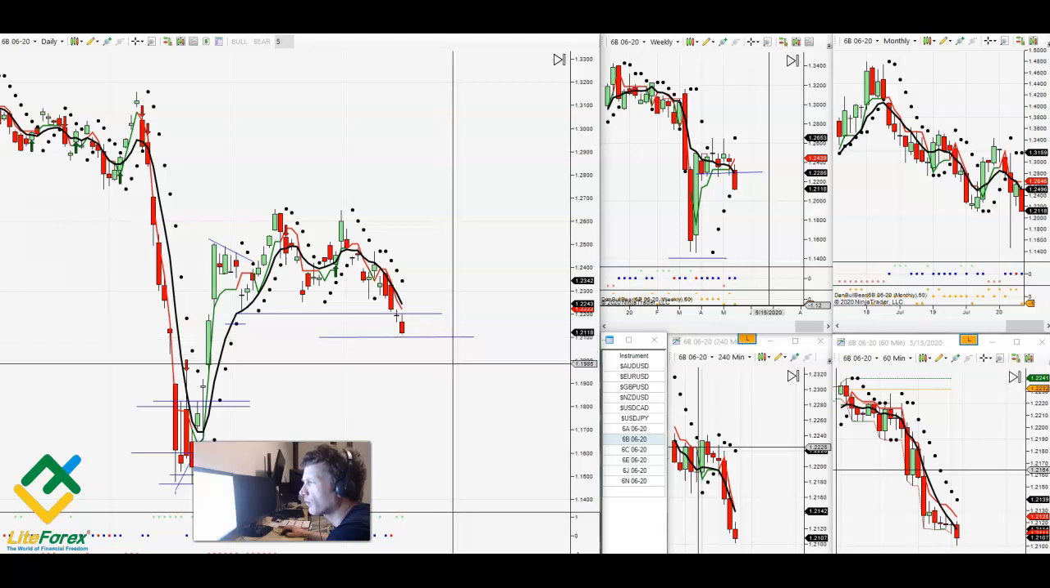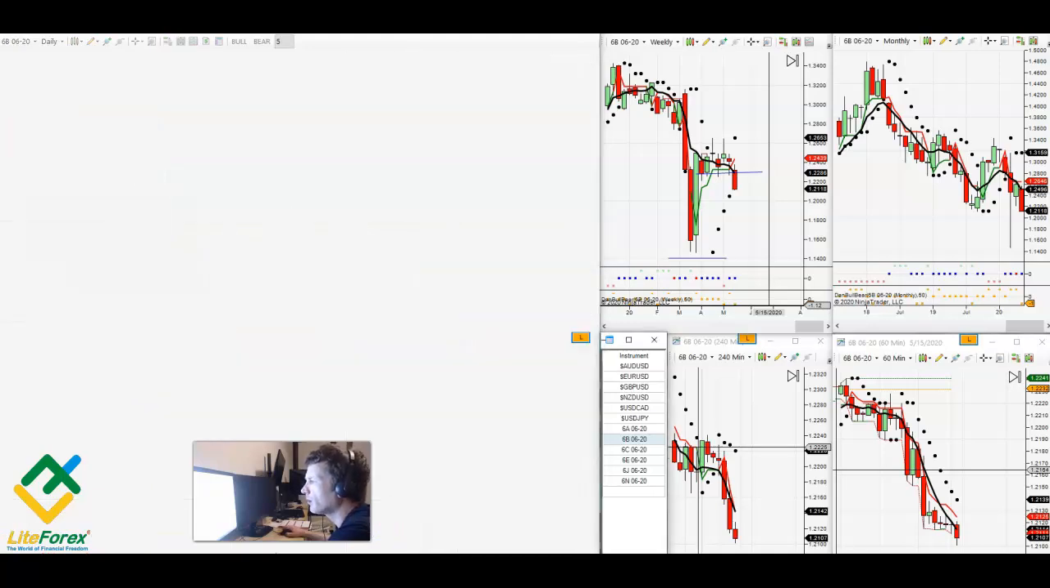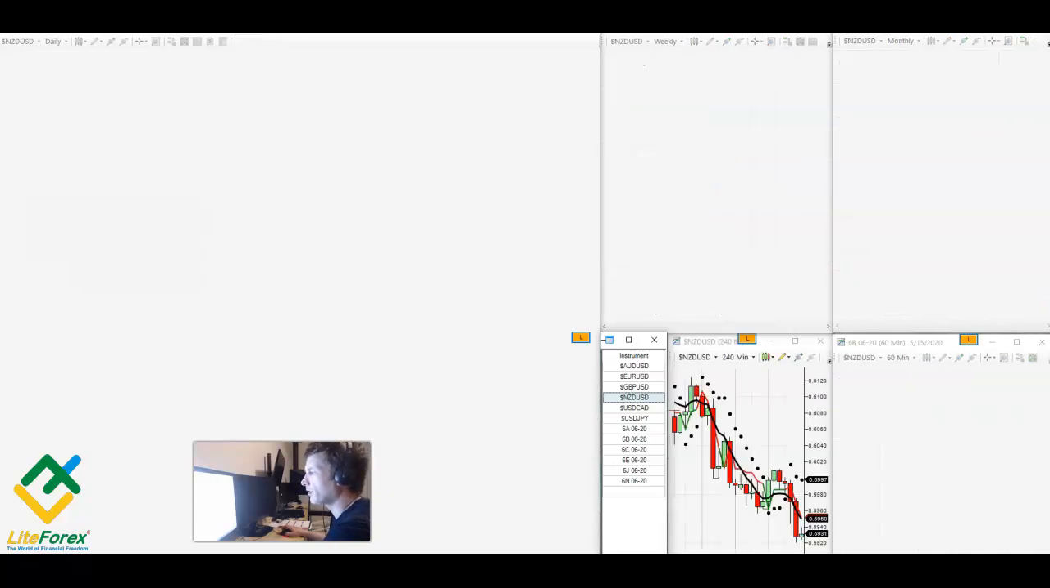So the futures are a little bit different, but there's that 1.2100 price. Look for that support and that bounce on that one. New Zealand US dollar.